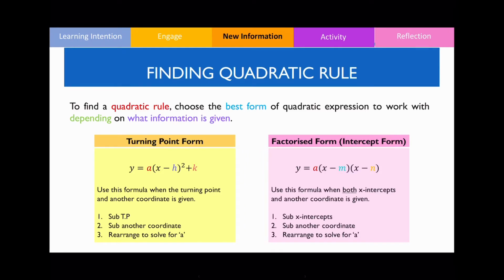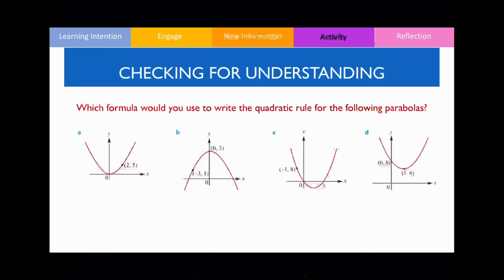So what I want to do is give you a few questions, and you're going to have to identify for me which form you would use. Please answer part A, part B, part C, part D, and tell me, are you going to be writing the quadratic rule in the turning point form or the factorized form? Give yourself 3 minutes and then we'll compare our answers together.